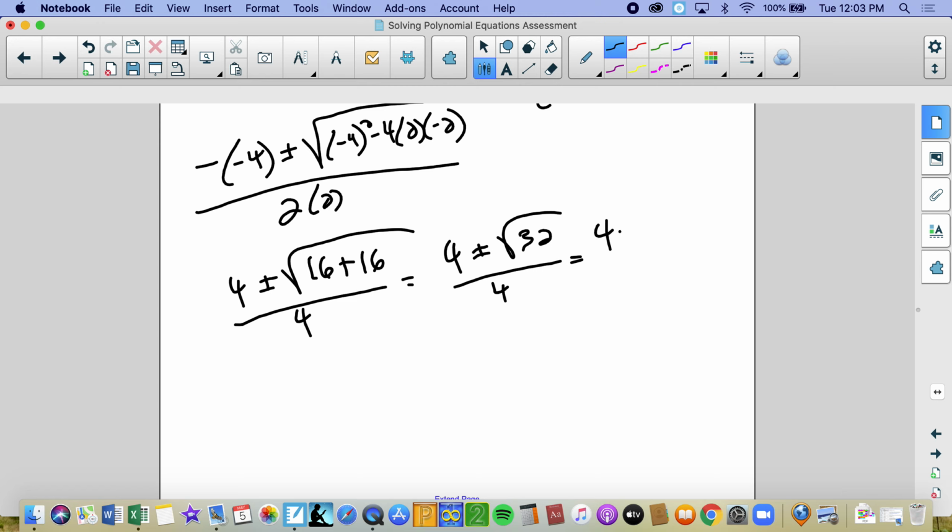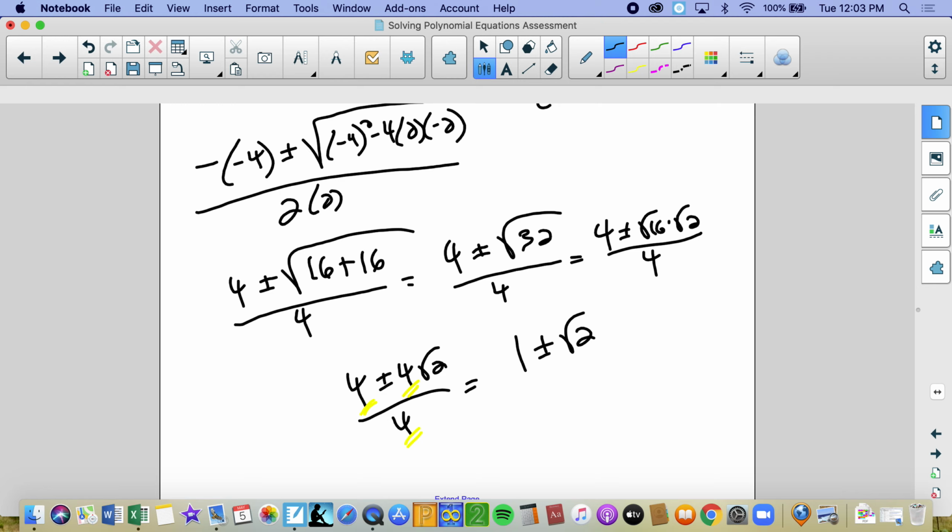Rad 32 can be broken into rad 16 times rad 2. We've seen that before. 4 plus or minus 4 rad 2 over 4. We can't simplify the radical to a rational number, but we see that all three terms have a common factor in order to reduce that. They do. 4 goes into each of those. So you get 1 plus or minus rad 2 over 1, which just means 1 plus or minus rad 2. That is going to be my answer.